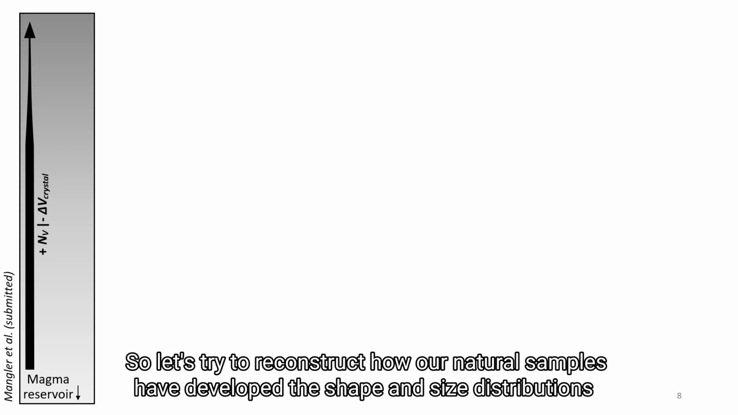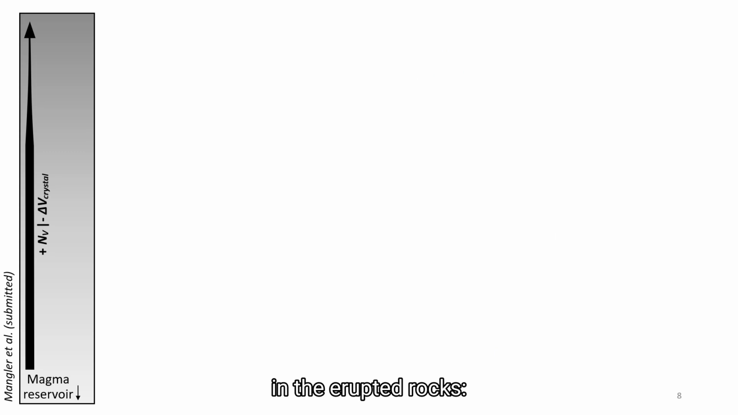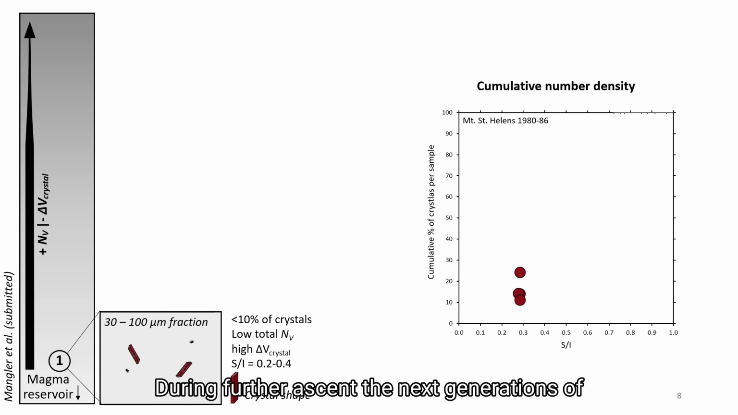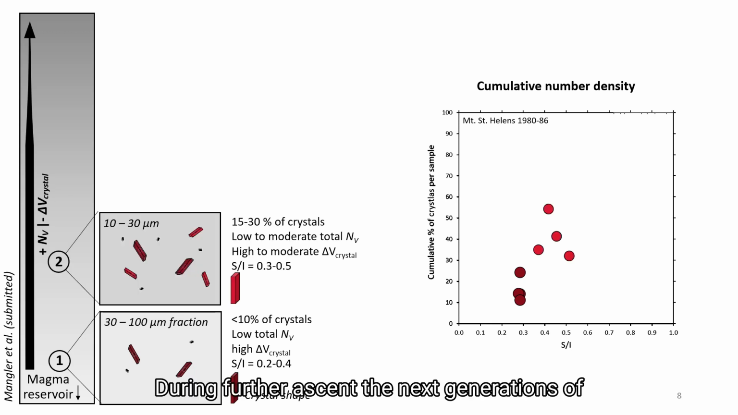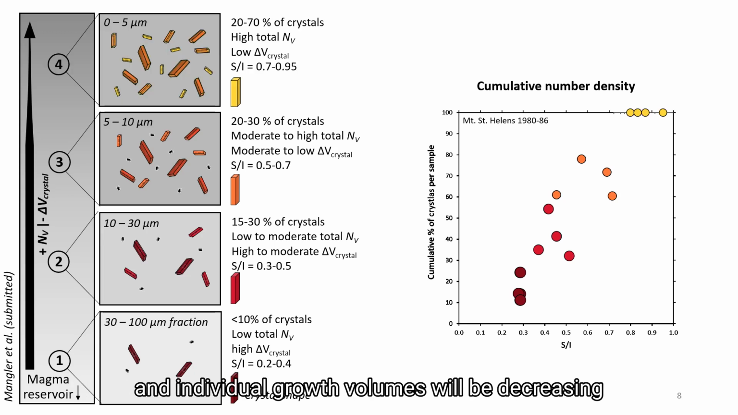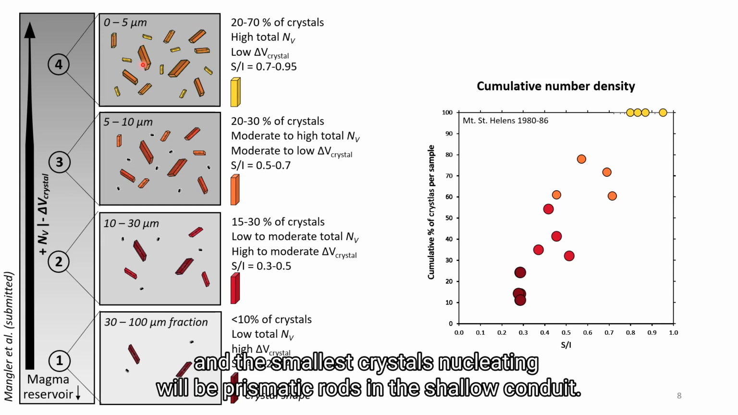So let's try to reconstruct how our natural samples have developed the shape and size distributions in the erupted rocks. We start deep in the conduit, where a relatively small number of crystals nucleate and grow to tabular shapes thanks to high growth volumes. This will be our 30 to 100 micron fraction. During further ascent, the next generations of crystals will nucleate in an increasingly crystal-packed magma, and individual growth volumes will be decreasing, so the crystals will become less and less tabular, and the smallest crystals nucleating will be prismatic rods in the shallow conduit.